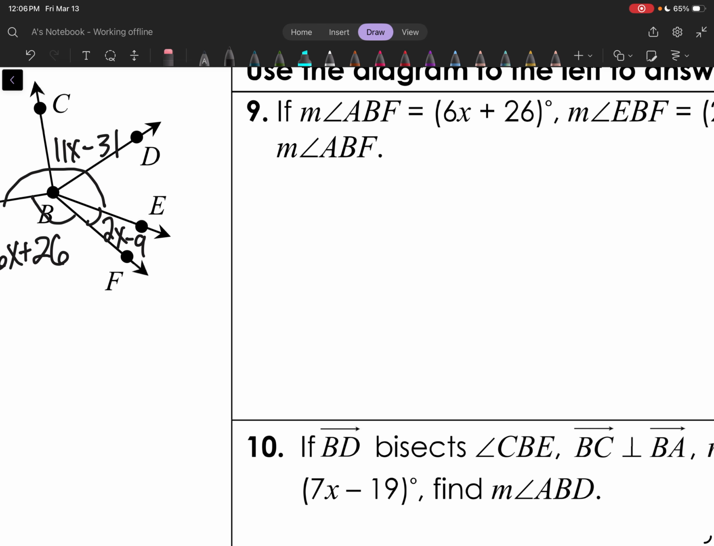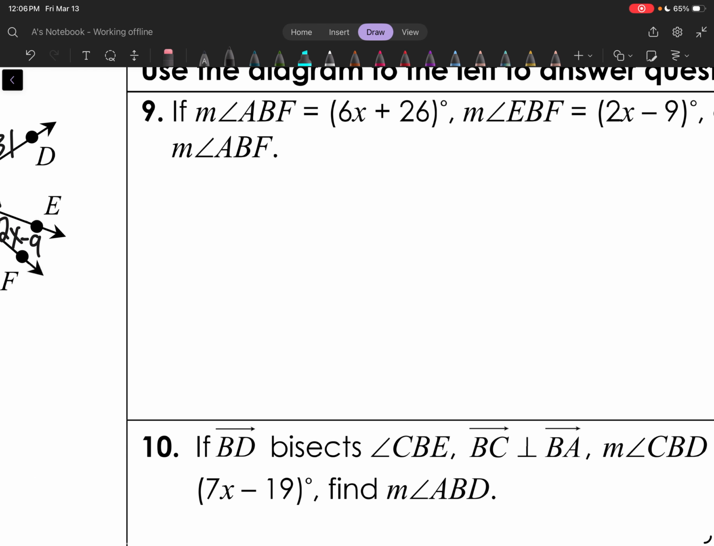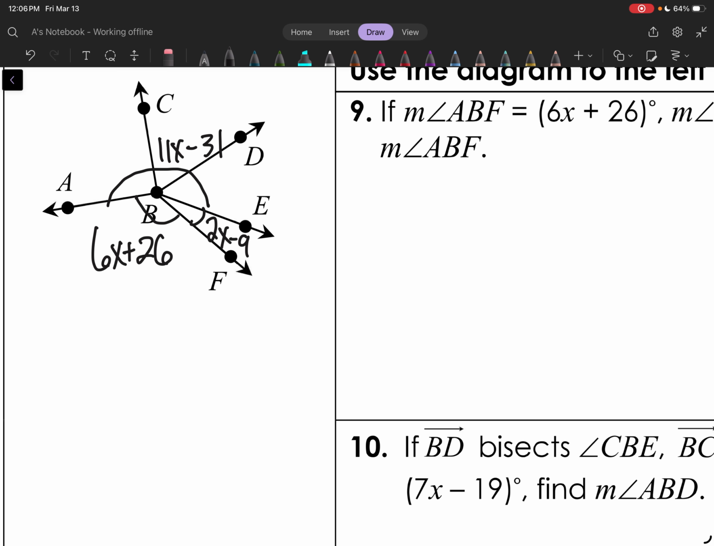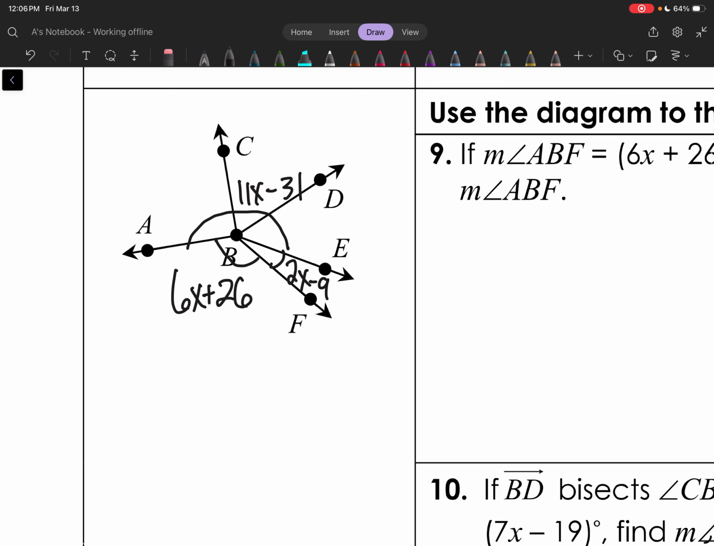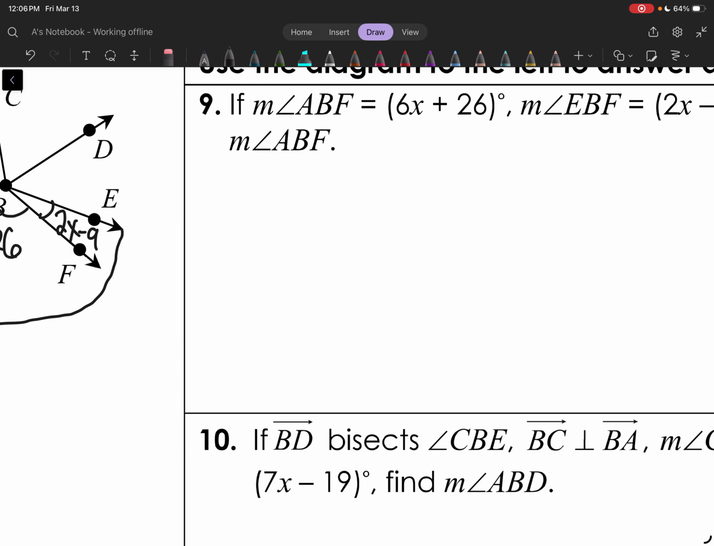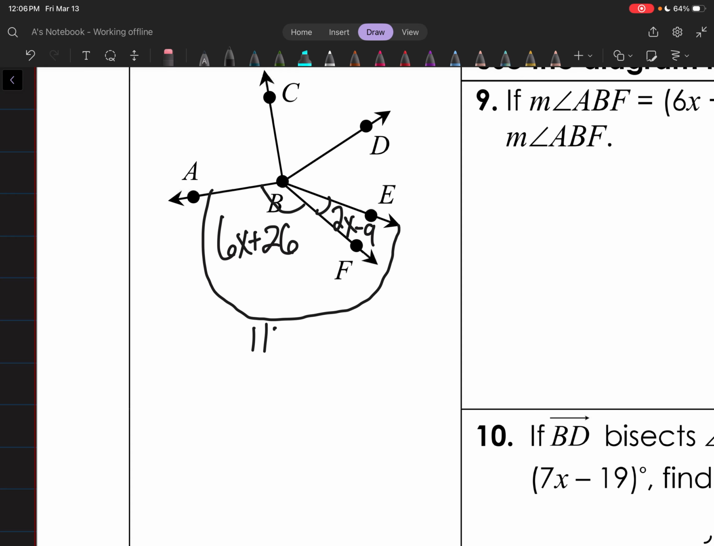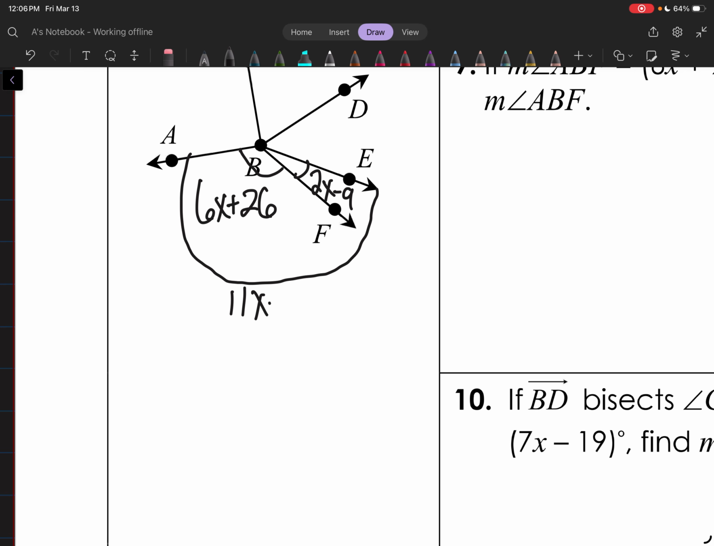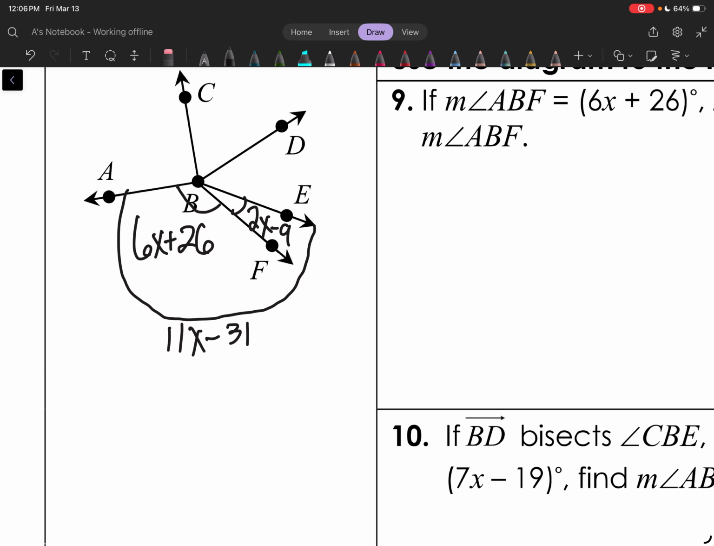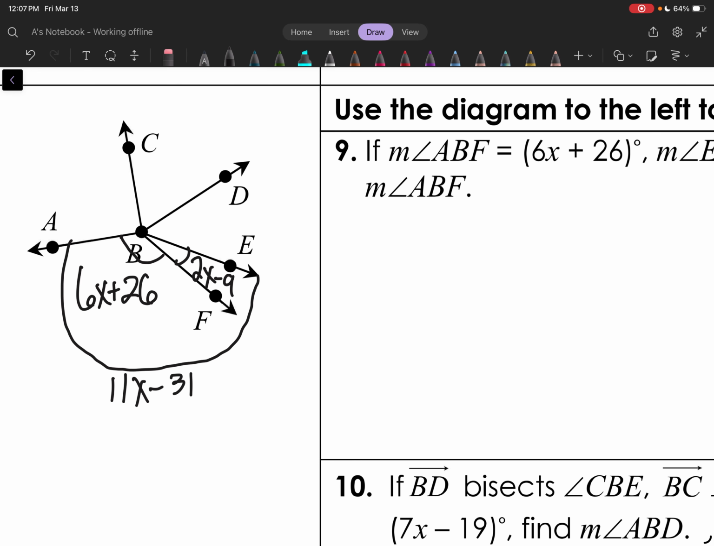Notice we went in an entire circle. Find measure of angle ABE. I apologize, ABF is not that. I was listening to the truck behind me while I was trying to think. So I apologize. 11x minus 31. You always go the fastest way to get to the angle. So I showed you a bad example for a second. I do apologize. Now let's keep going.